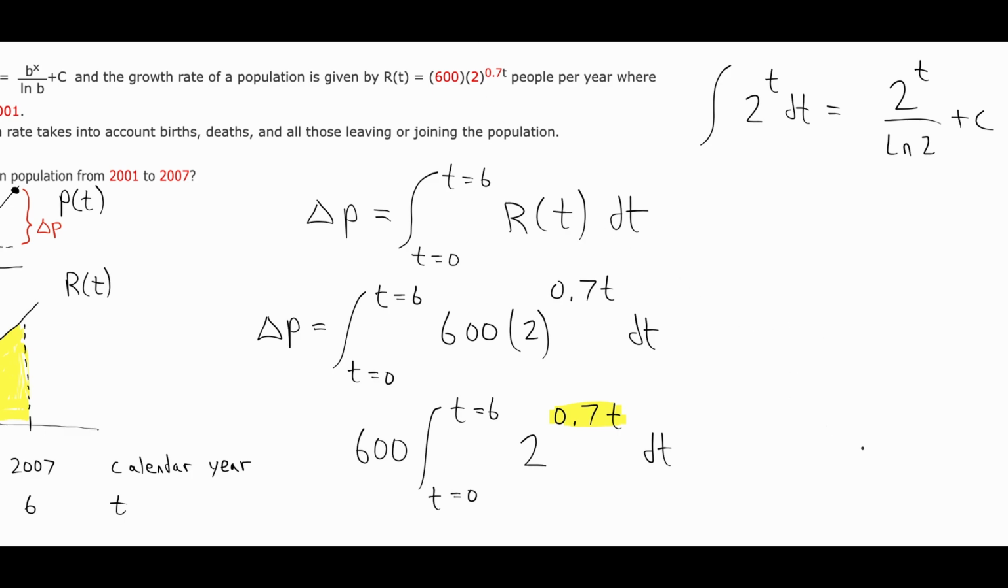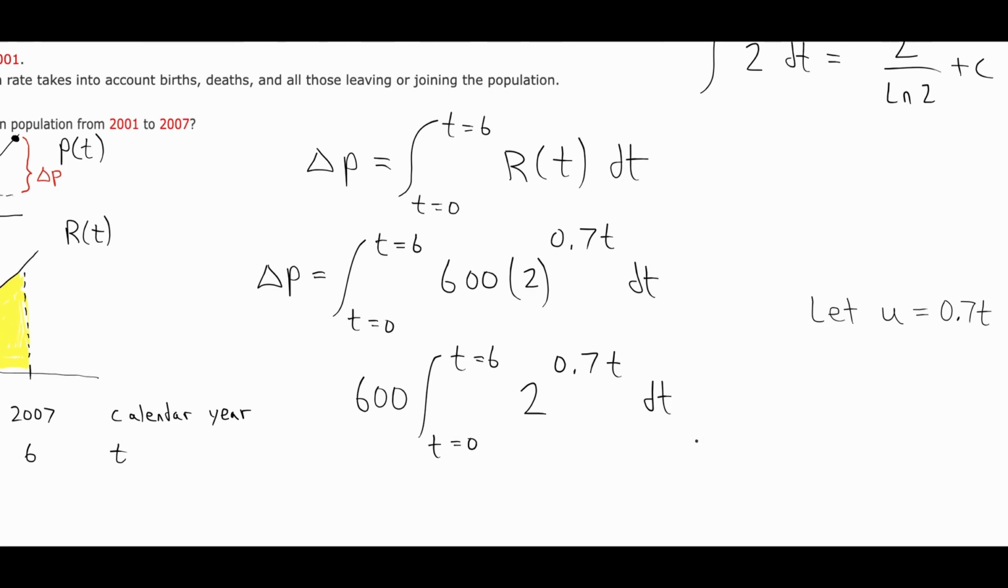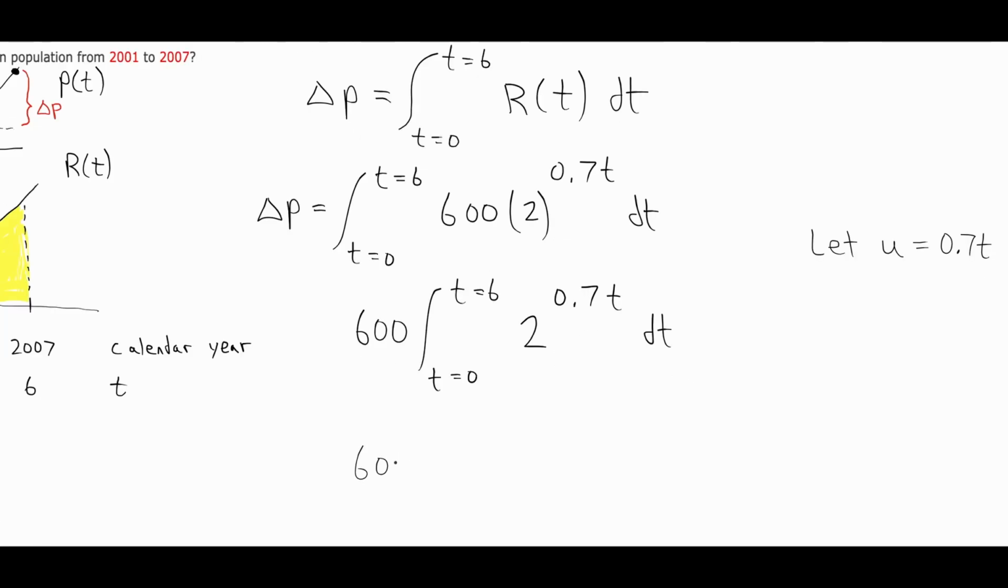And so that's what we want to do here, is we want to let u take the place of the 0.7t. Right, so that's going to give us 600 from 0 to 6, and we'll put 2 to the u then in place of that. But we still need to get rid of the dt. We have to put it in terms of du.